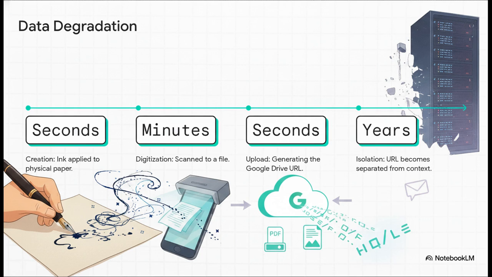Over months or perhaps even years, the file sits quietly on a server, but the link itself gets copied, pasted, and entirely separated from the email or message that originally explained what it even was. This is the timeline of information degradation. The context completely decays, leaving only the artifact behind.